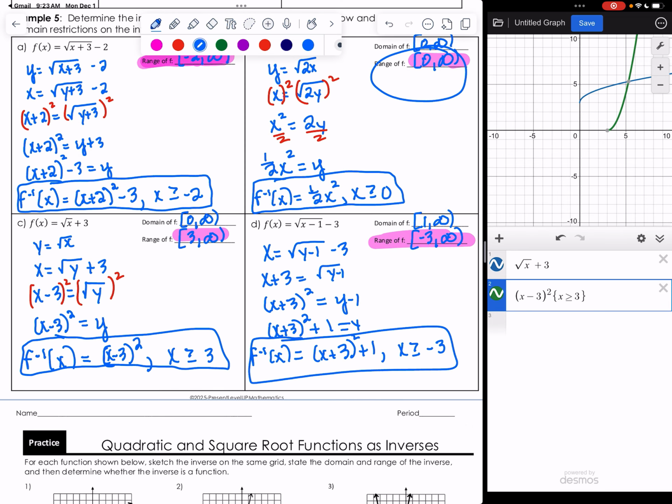And that concludes today's lesson on the relationship between quadratic functions and square root functions as inverses.